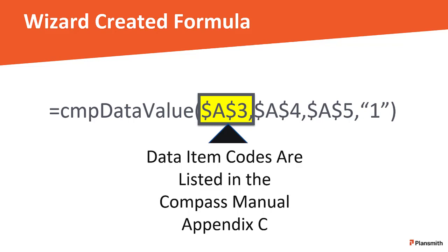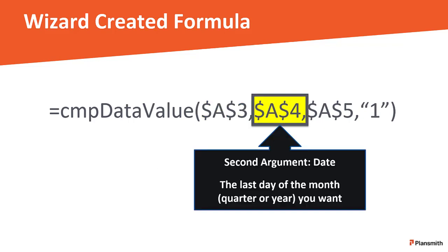Data type codes for the CMP data value argument usually start with the letter D, then a dash, then 4 numbers. Common examples are EOM balance, that's the D-1002 that we used in our example. Average balance is D-1001, and another example is total maturities, that's D-1034. Just remember to enter a cell reference in the formula and put the actual code in the cell that you referenced. The next argument is the date.